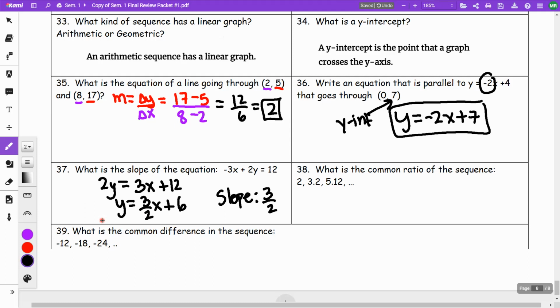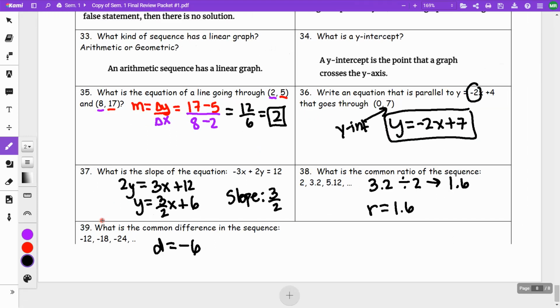Common ratio here, so I'm going to actually have to do some math. I'm going to take 3.2 and divide it by 2. And when I divide it by 2, I'm going to get 1.6. So my common ratio is 1.6. What was the common difference here? So in this case, my common difference is going to be -6. And that's the end of this video.